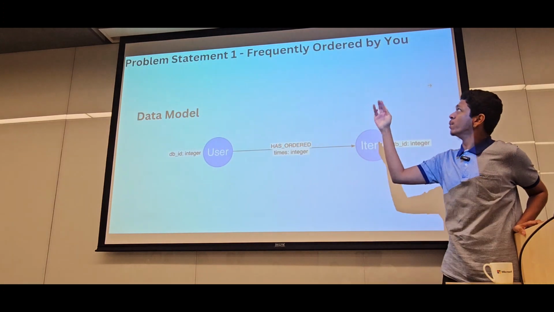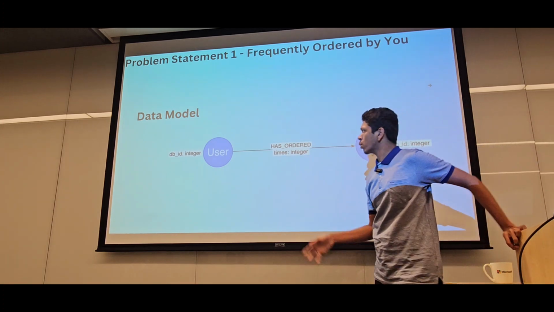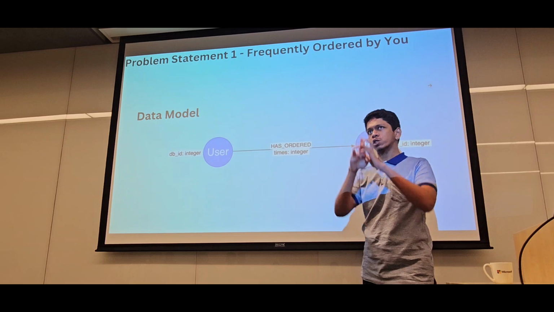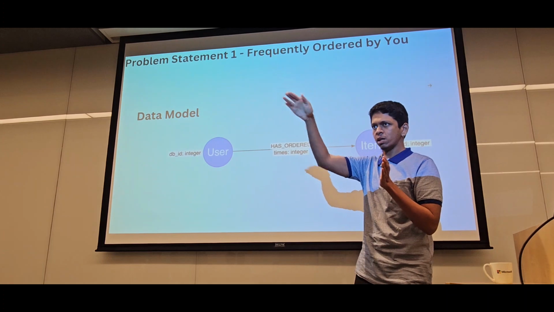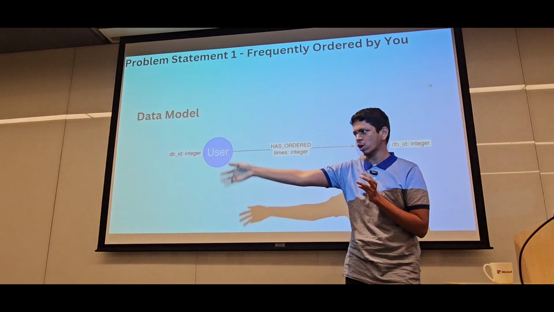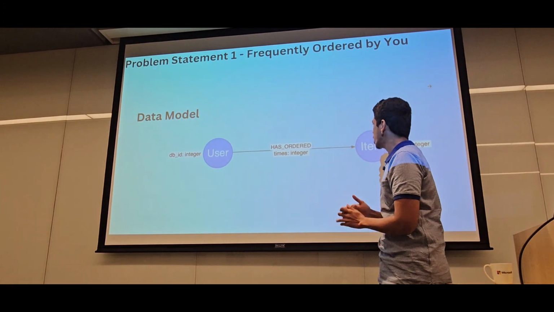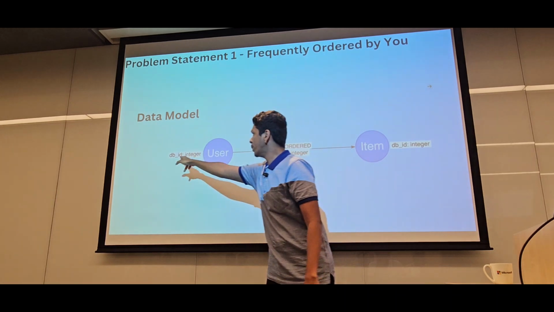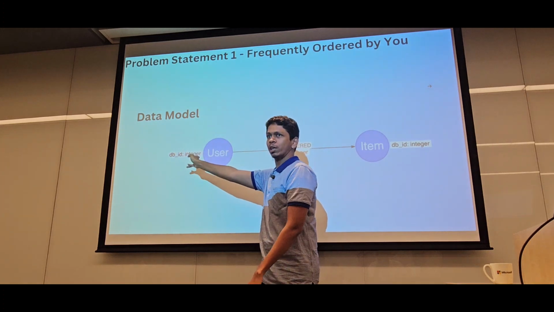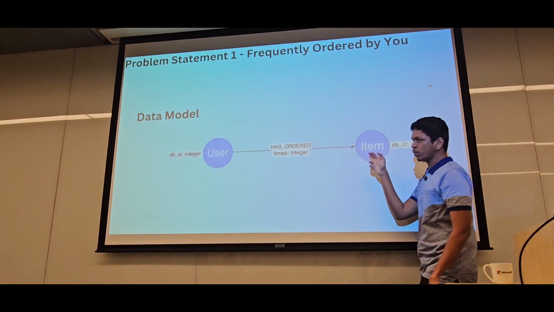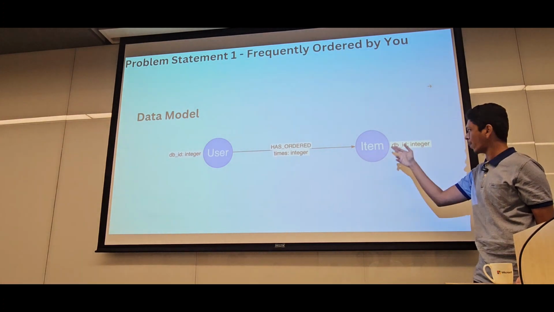So, problem statement 1, frequently ordered by you. How might we model this? Instead of just storing that this user made this order, and the user ordered this item, the user ordered that item, and every time having to go through all the orders, we can just define our user. The DB ID is the database ID of the user in your primary database. The data type is integer. We also have an item, which is a food item. Again, the database ID is the key and the integer is the data type, the property value.